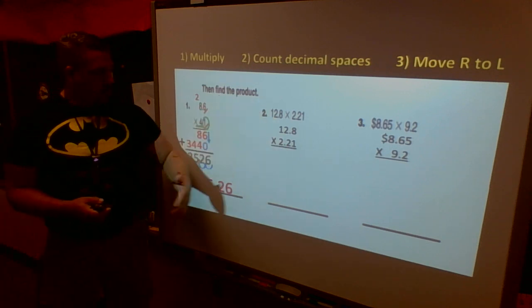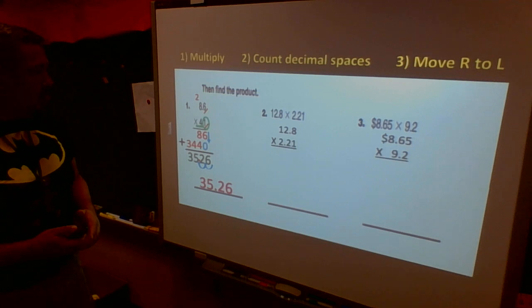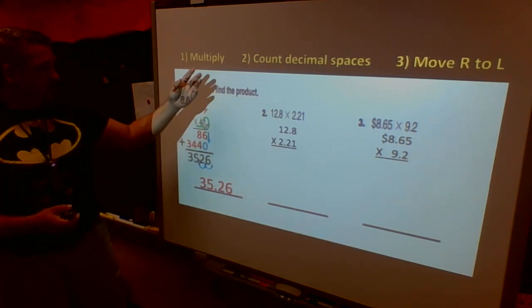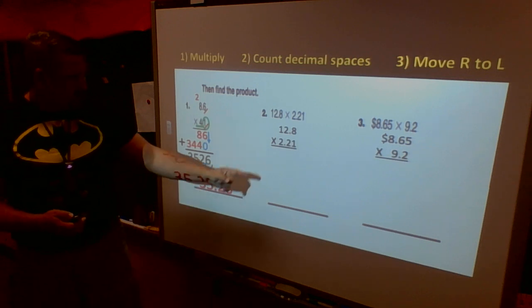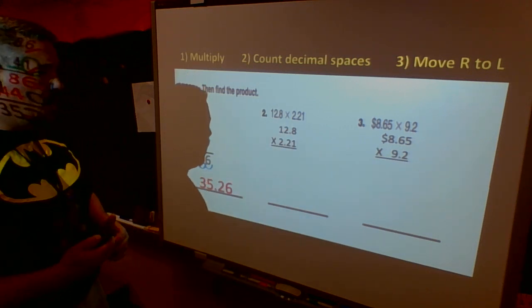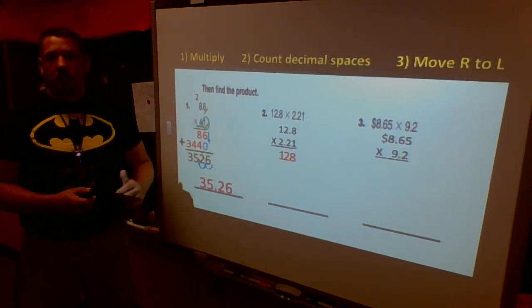So you write out your multiplication problem. So I have 12 and 8/10 times 2 and 21 hundredths. And then I do my multiplication. Do step 1 before I do 2 and 3. I multiply by 1. Once again, basic multiplication. 1 times 8 is 8. 1 times 2 is 2. 1 times 1 is 1.